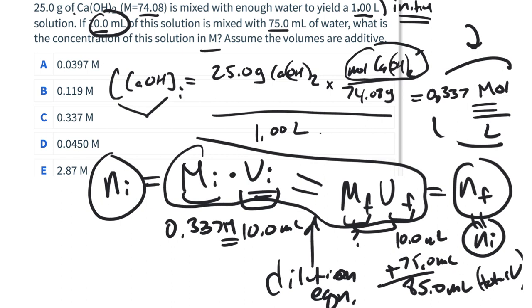And so I think you can see now the reason why I didn't worry about converting my volume units: I can leave the volumes in milliliters if I want, as long as both volumes are in the same unit. So we can leave Vi as 10 milliliters and Vf as 85 milliliters, as long as they're both in milliliters. Or if we want to convert one to liters, we just have to convert the other to liters.